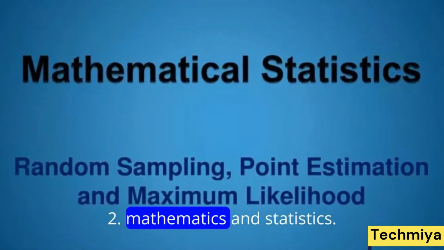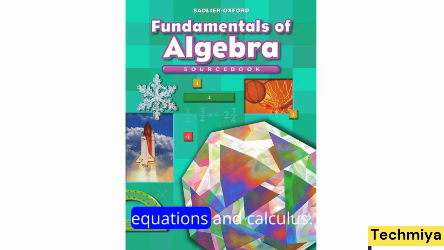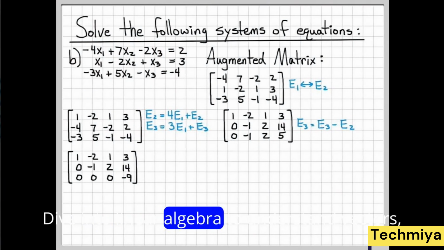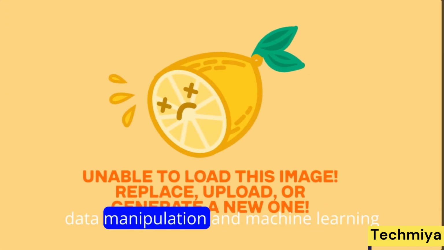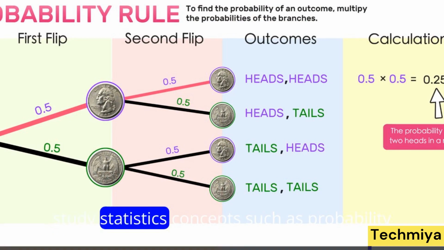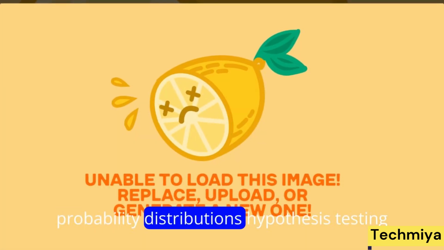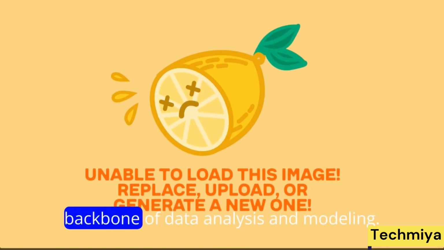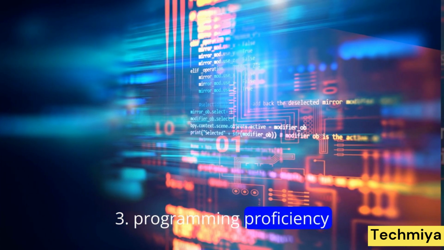2. Mathematics and Statistics Fundamentals. Refresh your knowledge of mathematics, including algebra for manipulating equations and calculus for optimization techniques. Dive into linear algebra to understand vectors, matrices, and their applications in data manipulation and machine learning. Study statistics concepts such as probability theory, probability distributions, hypothesis testing, and regression analysis, which form the backbone of data analysis and modeling.